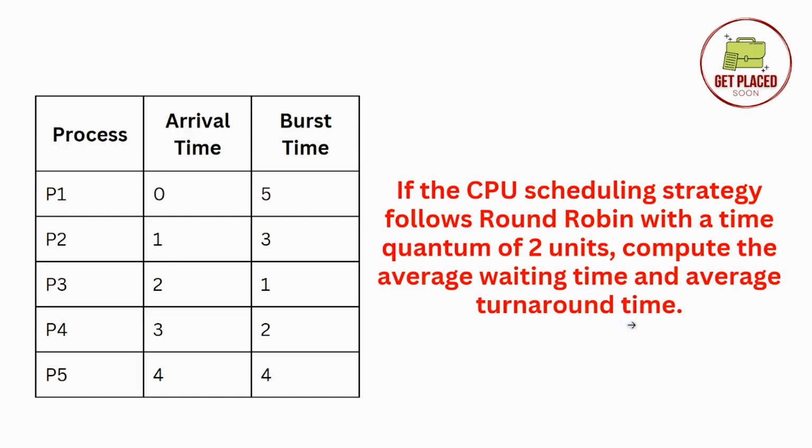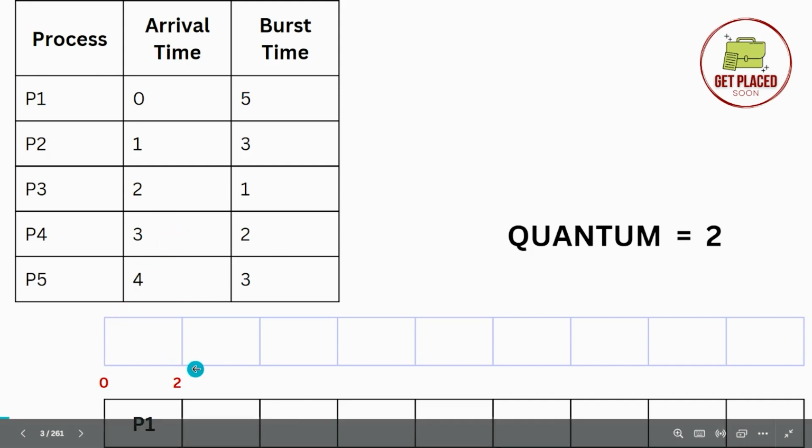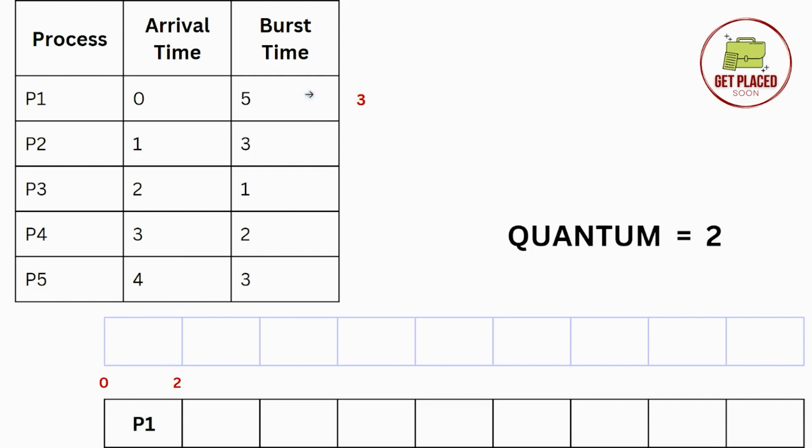So let's get started. Now if you can see here, the first process arriving is at 0, that is P1, and the burst time for P1 is 5. As we already know, the quantum is 2. So first we will enter the process P1 from 0 to 2. So how much burst time is still left for P1? 5 minus 2, that is 3, which means 3 more units of time of P1 has to be executed.